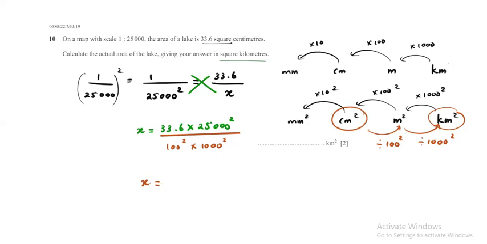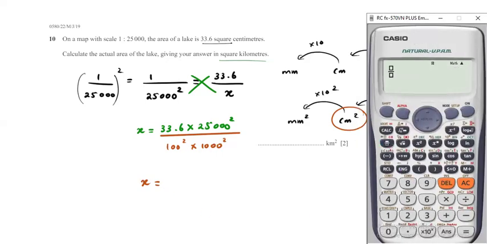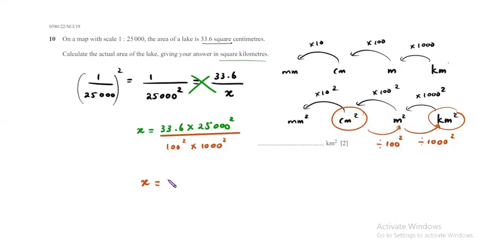So I'm going to put this in the calculator. We have 33.6 times 25,000 squared divided by 100 squared times 1,000 squared. When I do that, I get 2.1 as the area. So this 2.1, in square kilometers, is going to be my answer. Let's see what we have next.